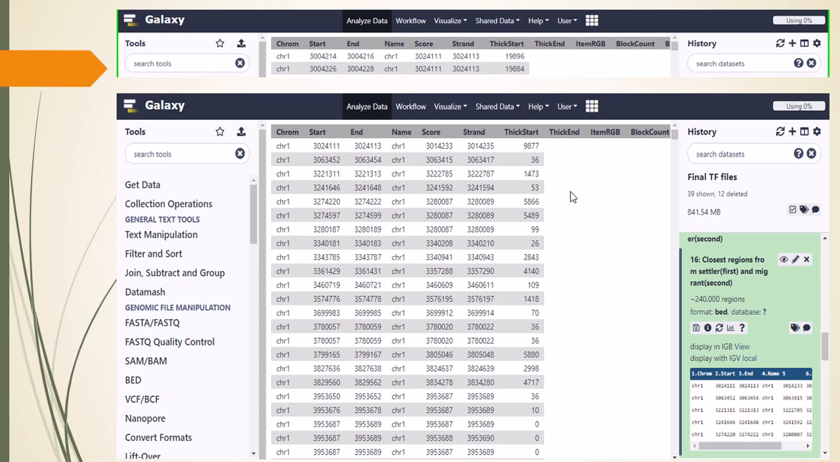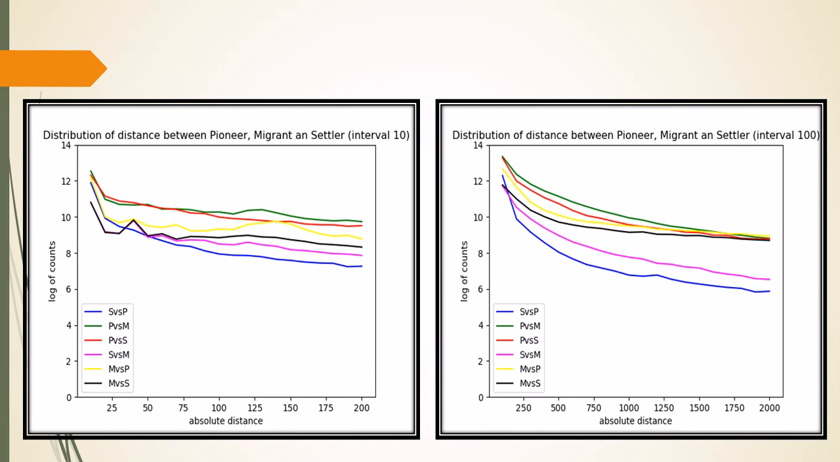After getting the closest distance for all the 6 combinations, these data were sorted according to the distance. For analysis, the plots were made between the log of counts and the absolute distance in the interval range of 10, 100 and 500. For example, for the interval range of 10, we have counted how many of these binding sites lie between 0 and 10, then 10 to 20, and these counts were plotted according to the log of counts versus absolute distance. First plot is of the interval range 10 and second is of the interval range 100.